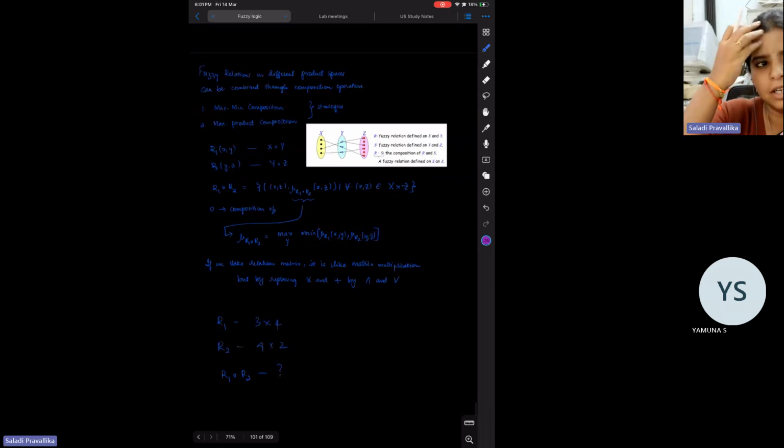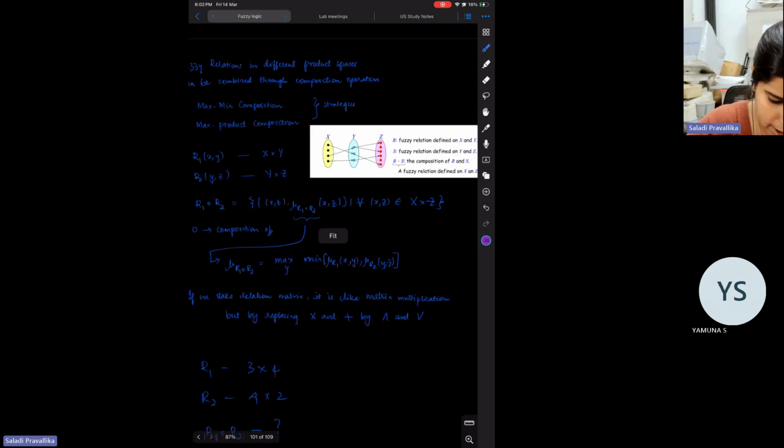So last week we looked at fuzzy relations and other operations relevant to it. This week we are looking at fuzzy relations, but in a quite different context. This is called composition operators. There are different strategies that we follow to find these fuzzy relations.